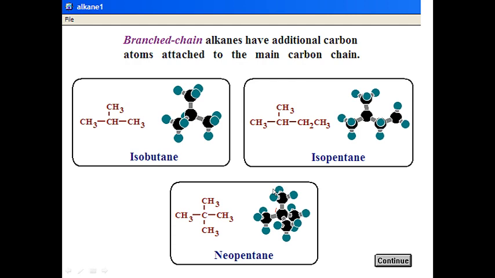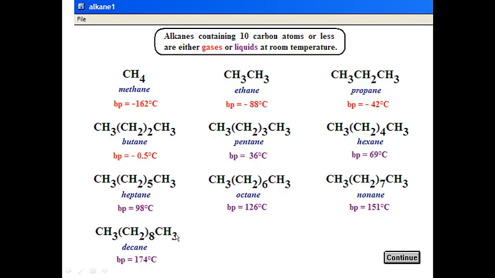straight-chained counterparts. Now, when we talk about alkane physical properties, we already know that they're nonpolar and they don't dissolve in water, but let's talk a little bit about the intermolecular forces that they can undergo with themselves. And so in the homologous series, you see for methane, ethane, propane up to decane, the first thing that you see is that the boiling points increase as you add another carbon to the straight chain.